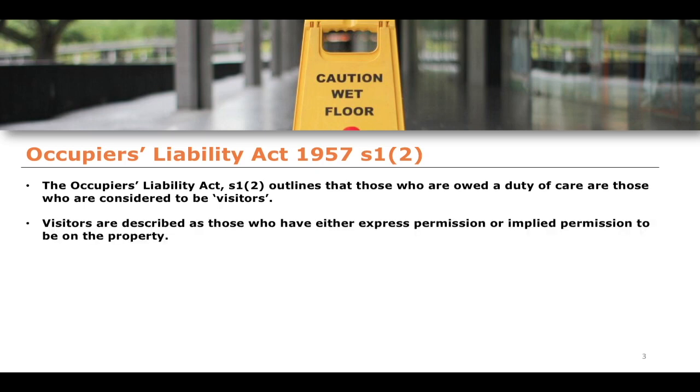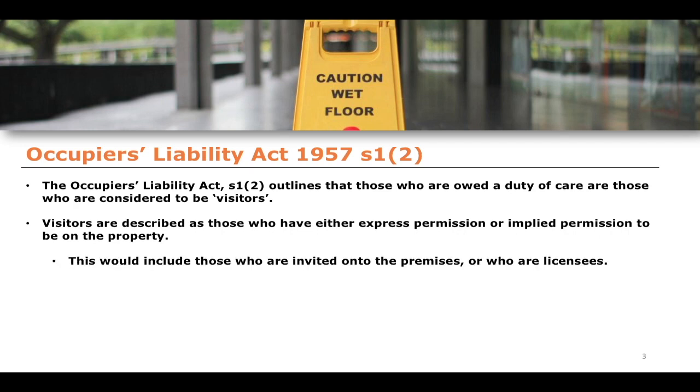Visitors are described as those who have either got express permission or implied permission to be on the property. And so this will include, for example, those who you are inviting onto a property, who are licensees, those who you invite to have permission to work on your property, those who go onto the property to deliver, let's say, letters, so postmen, for example, who will have an implied permission to be on that property.